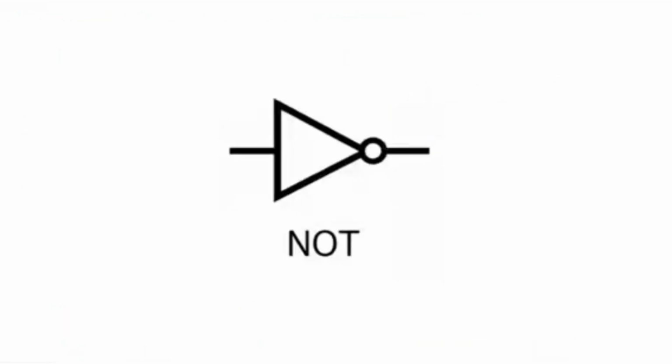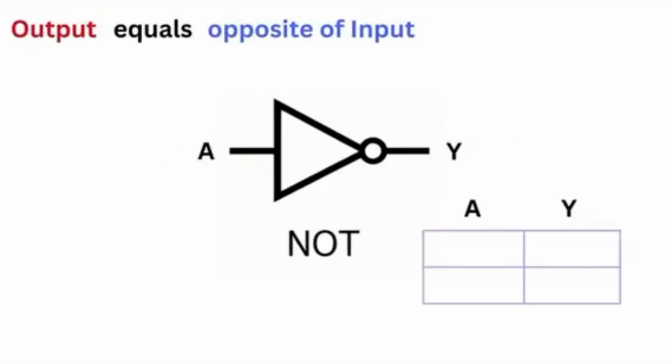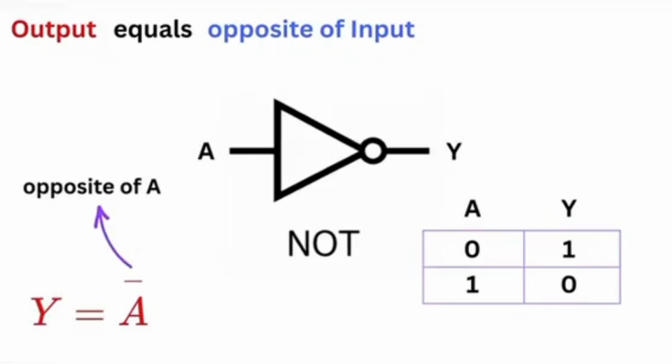Now let us understand NOT gate. NOT gate is very simple. It has only one input and one output. It just gives the opposite value. The truth table has only 2 rows. Input 0 gives output 1. Input 1 gives output 0. In equation form, we can write output Y equals A bar, which means opposite of A.